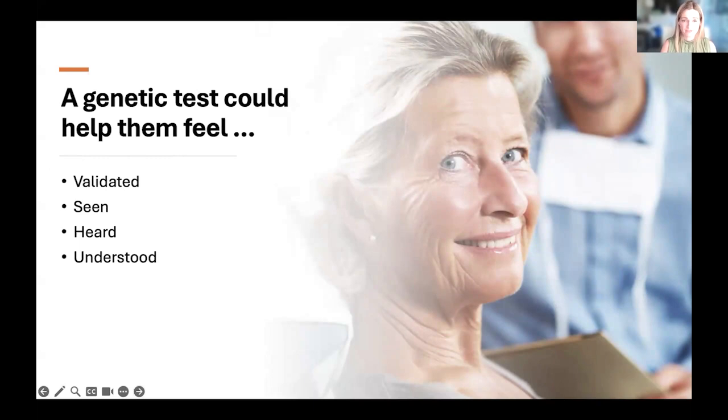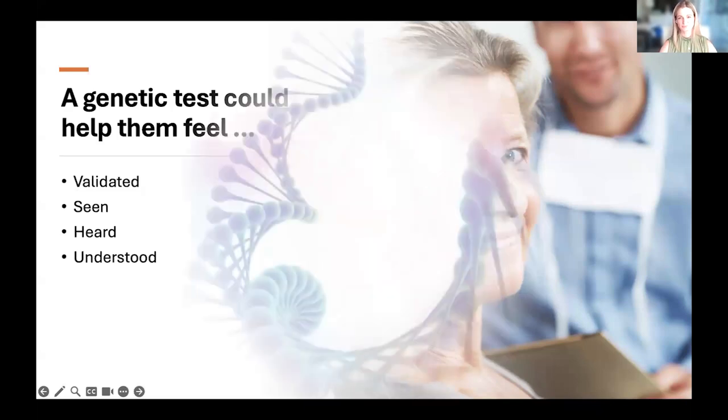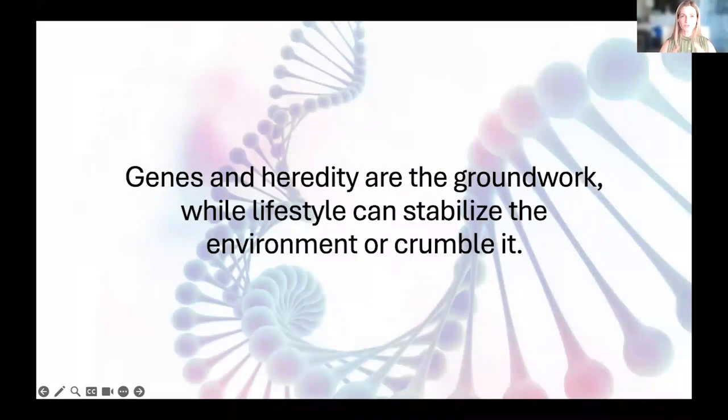And the same can be true even if they haven't had a negative history, right? We're starting off right at the beginning. They get that report. And rather than them feeling frustrated by it, we empower them to say, we're going to partner together and we're going to make sure that this doesn't happen for you. So I'm going to close off my portion by saying genes and heredity are the groundwork, while lifestyle can stabilize the environment or crumble it.